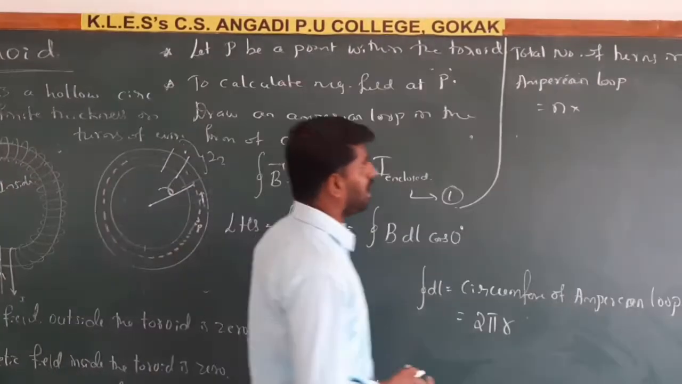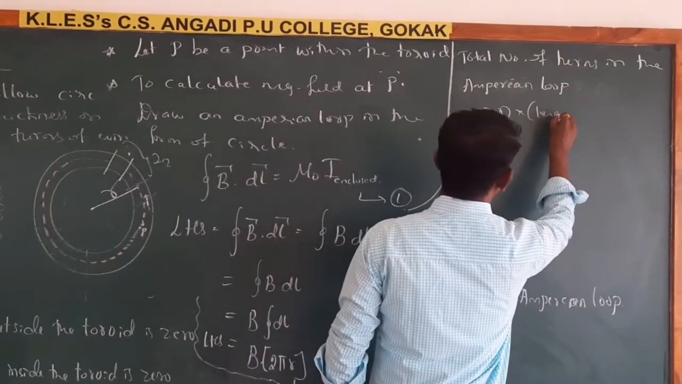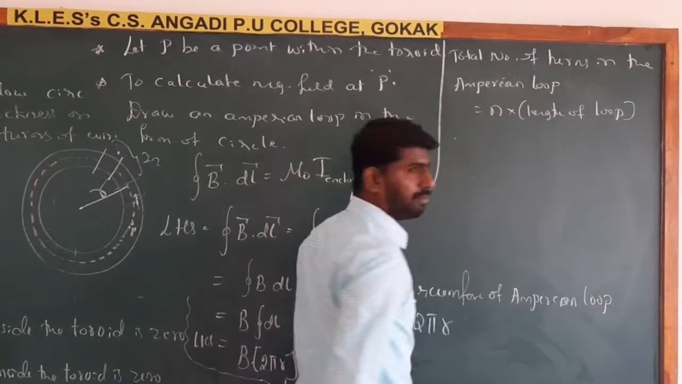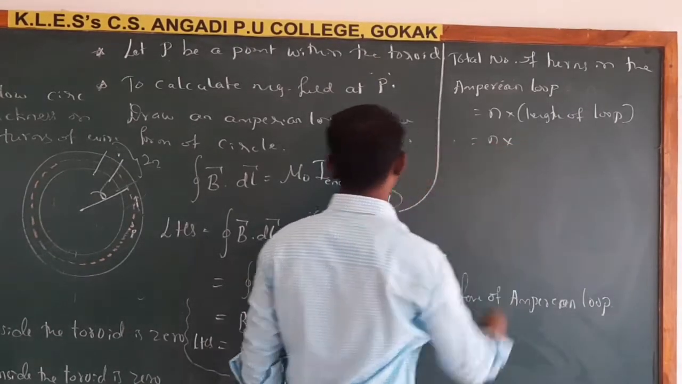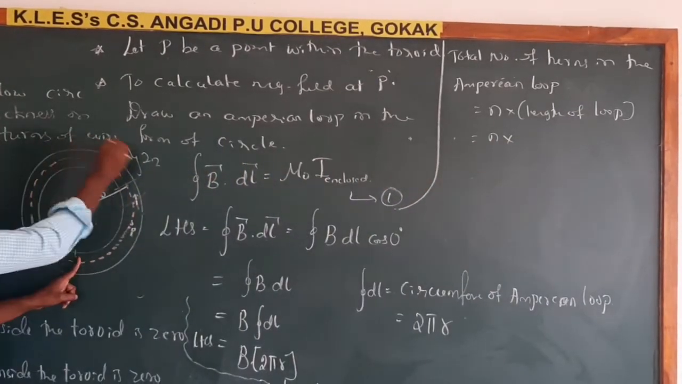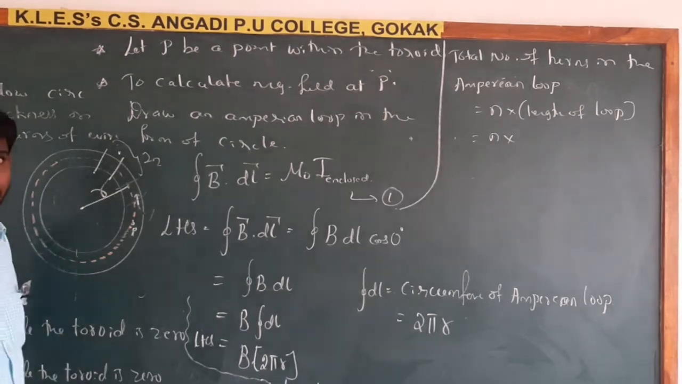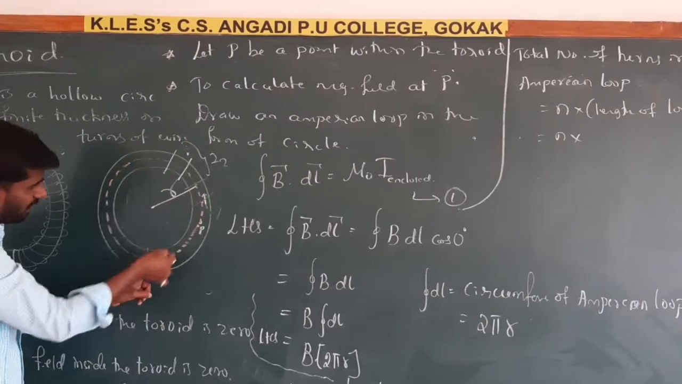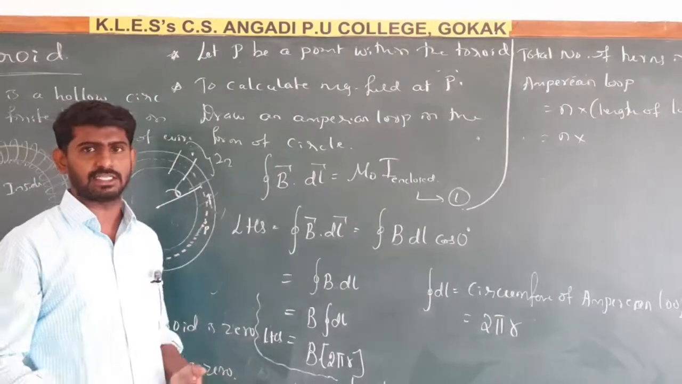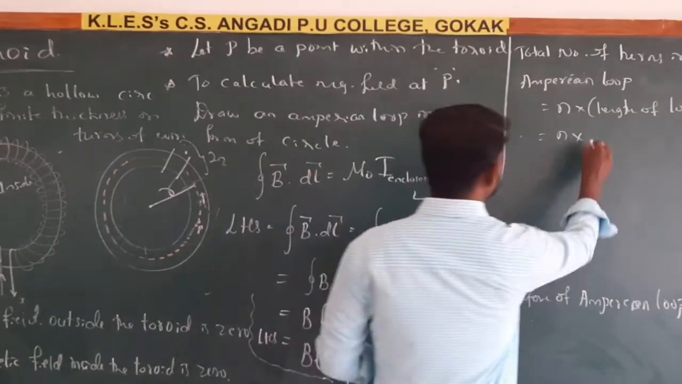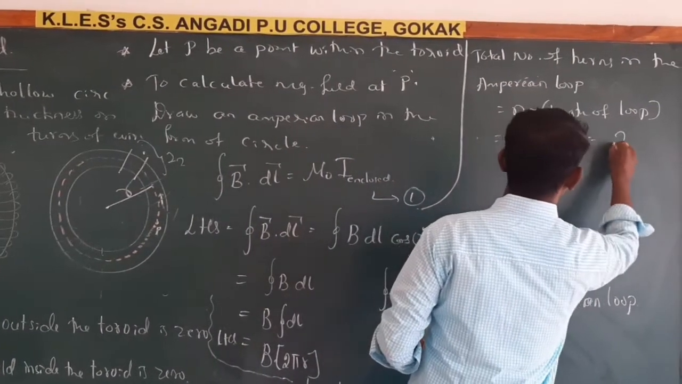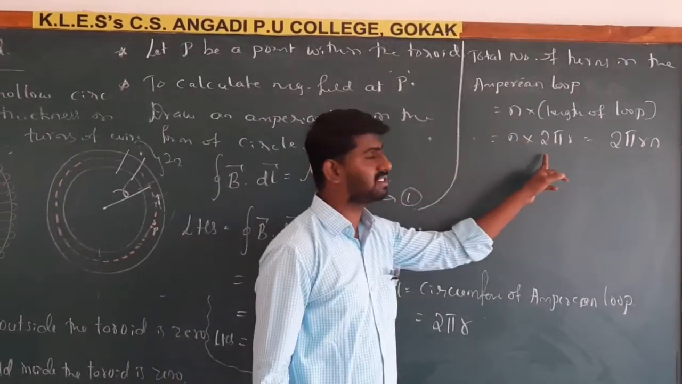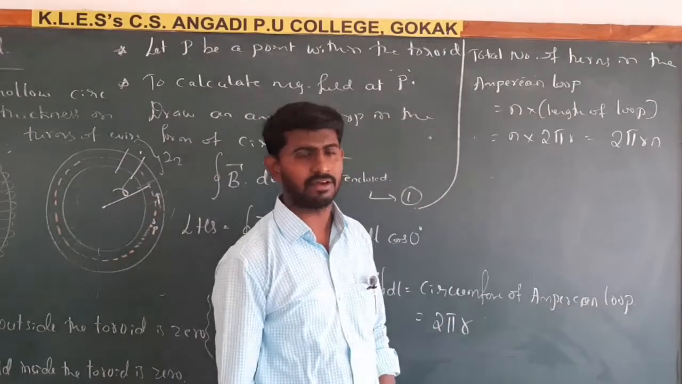Similarly, what is the length of the Amperian loop? Starting from here and coming back to here, it is nothing but 2 pi r. The length from here to here is what we call the circumference. So this is 2 pi r, and I write the total number of turns as 2 pi r n. What is 2 pi r n? It is the number of turns in the Amperian loop.